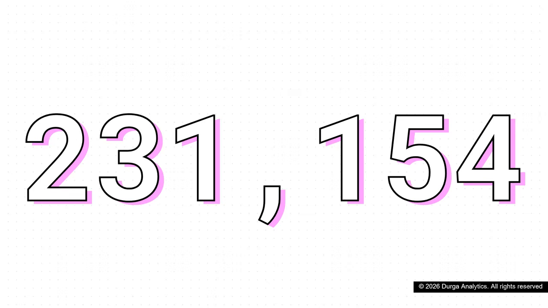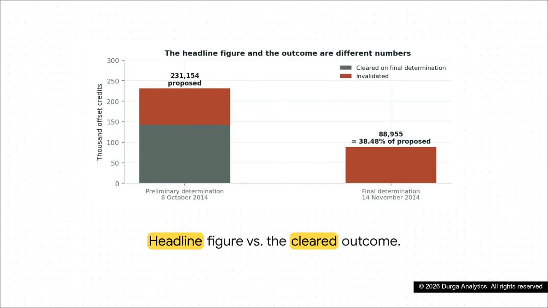You nail the carbon facts, you do your job perfectly, but some ungoverned classification on a random permit completely voids your compliance instruments. But you've got to look at the gap between the initial headline and the actual cleared outcome. That 231,000 figure, that was just a preliminary determination, and it absolutely panicked the market.